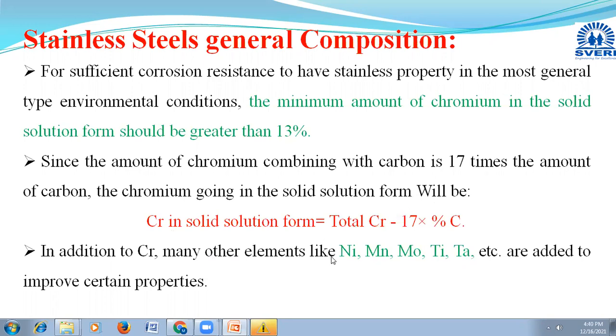Okay, because initially chromium will combine with the carbon to form its respective carbides. In addition to the chromium, these steels contain other alloying elements like nickel, manganese, molybdenum, titanium, and tantalum to improve certain properties as per the requirement of the applications. So in this second slide, what we have understood here is that the chromium should be greater than 13%, and it should be present in the form of solid solution only. Then and then only it will give you sufficient corrosion resistance to have the stainless properties under normal or most general working environmental conditions.